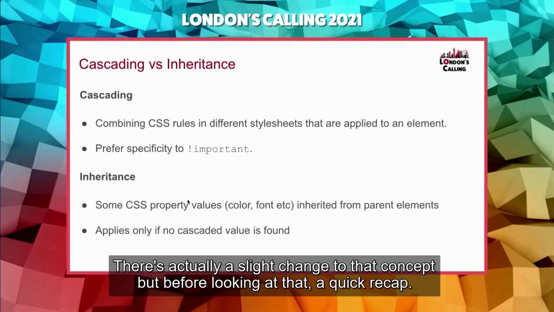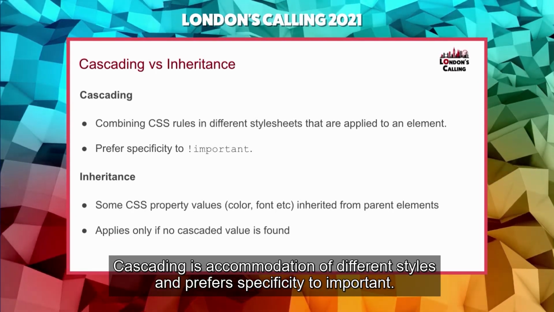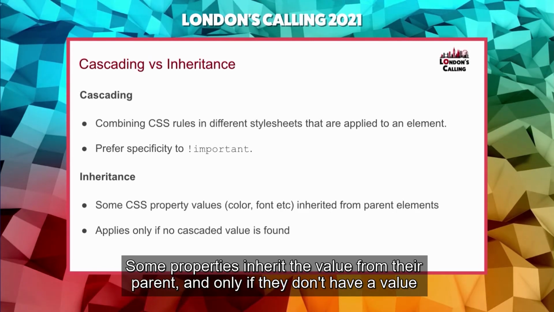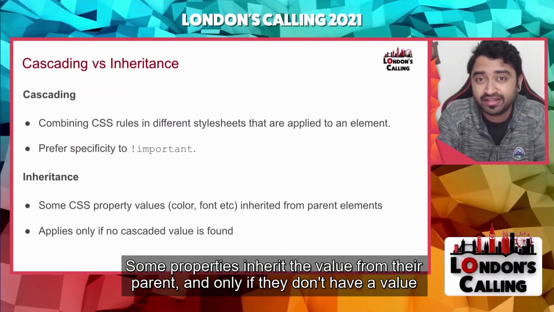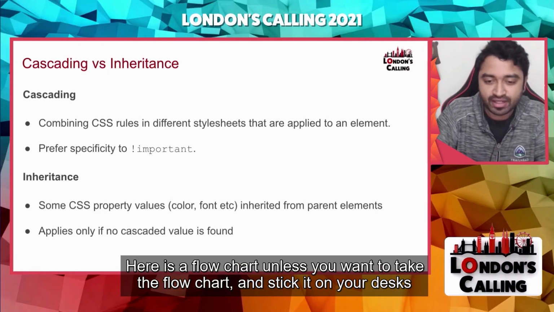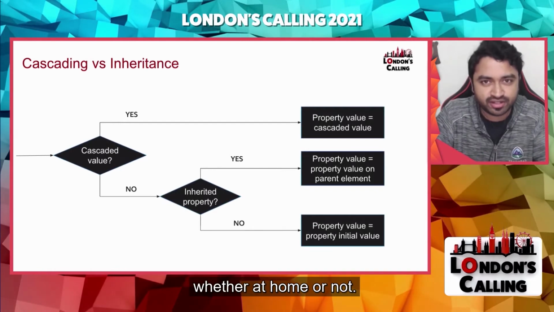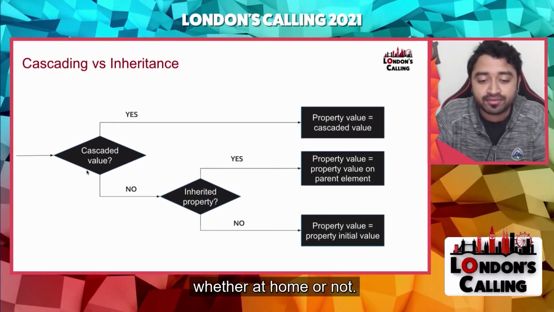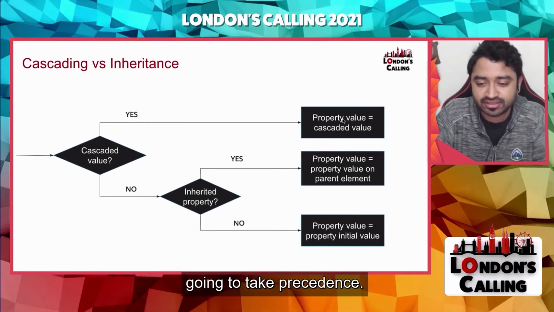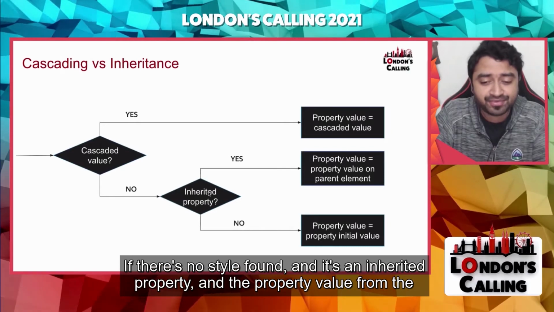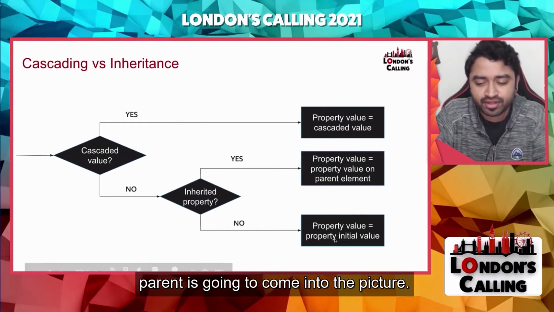But before looking at that, a quick recap. Cascading is a combination of different styles and prefers specificity to important. And inheritance, some properties inherit their value from their parent, and that is only if they don't have a value that is predefined for them. And here is a flow chart in case you want to take a screenshot and stick it on your desk. If a cascaded value is present, that means if I've defined a style for a component, it's going to take precedence. If there is no style found and it's an inherited property, the property value from the parent is going to come into picture. If not, there is no style applied.